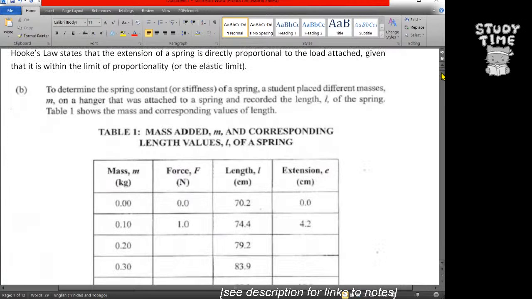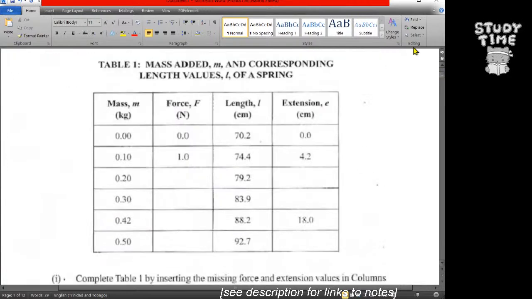Alright, so let me look at this table here. You have to fill this out. What we have to do is calculate the weight of each one. It's 4 marks, so you want to make sure that you use g as 10.